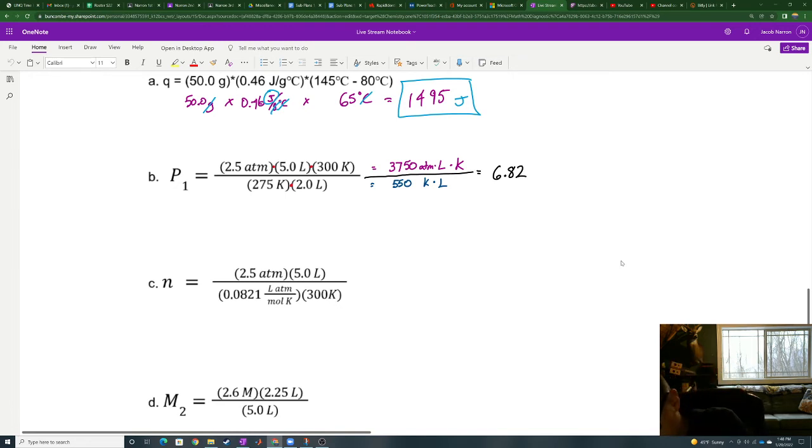All right. 6.82 what? Well, let's look at what canceled out. Liters cancels liters. You got one on top, one on bottom. Kelvin cancels Kelvin, one on top, one on bottom. The only thing that's left is ATM. So this is going to be 6.82 ATM.